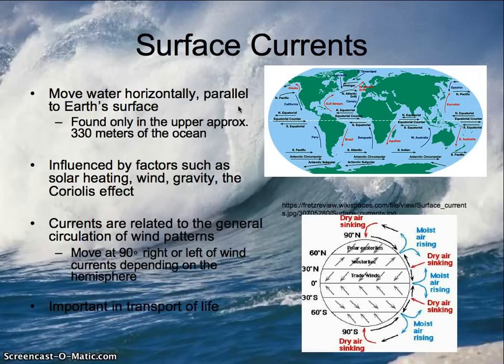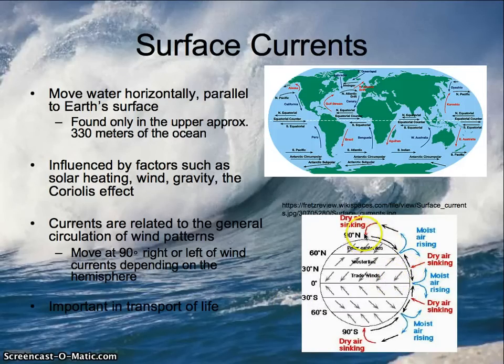They're found only in the upper 330 meters of the ocean, and they're influenced by factors such as solar heating, wind, gravity, and the Coriolis effect. The Coriolis effect we'll talk more about during weather, but they move in a pattern of rising air. So if we look here at the planet, here is the way the winds are blowing. At the equator, we have moist air rising. As it rises, it gets cooler and sinks, and then as it flows back towards the warming area, it flows into this pattern. So that's called the trade winds.